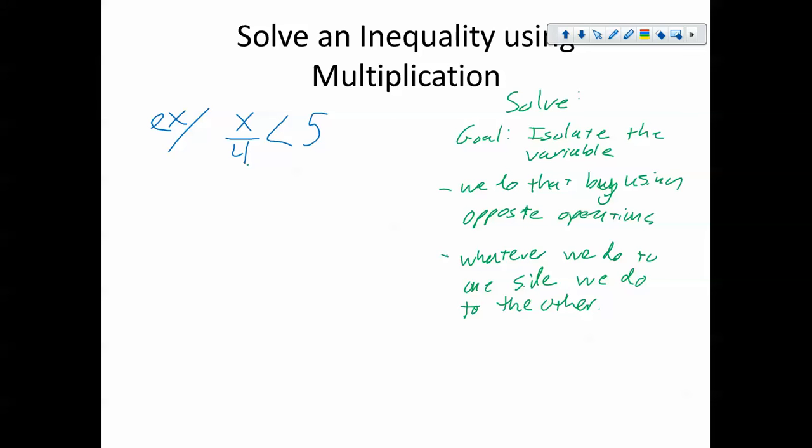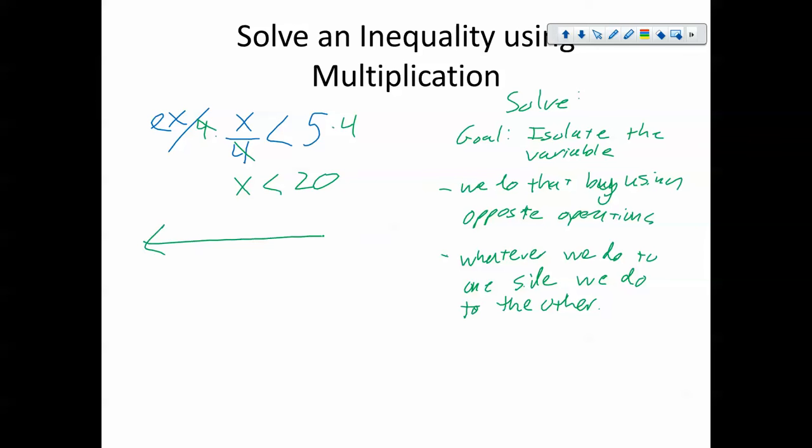So x divided by 4 is less than 5. What are the possible values that x can be? We could guess and check this, right? I know the answer is going to be 20 because 20 divided by 4 is 5. But we want to learn a process. The process is important. Since this is division, we do the opposite operation, multiplication, because we're undoing it. So 4 times x over 4, the 4s cancel out, leaving just the x. So x is less than 20.